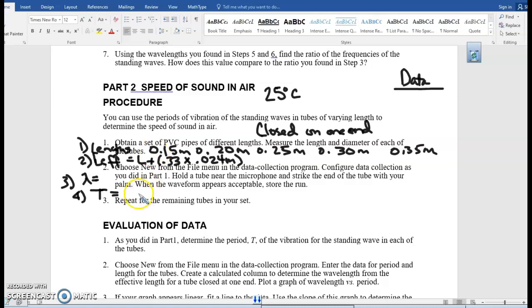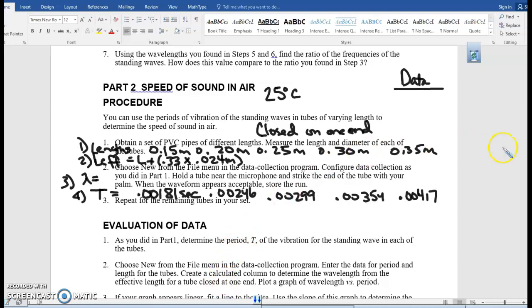And so for 0.15, we get a period of 0.00181 seconds. For the next one, we get 0.00246 seconds. For 0.25, we get 0.00299 seconds. For 0.3, we get 0.00354 seconds. And for 0.35, we get 0.00417. So that is your data.